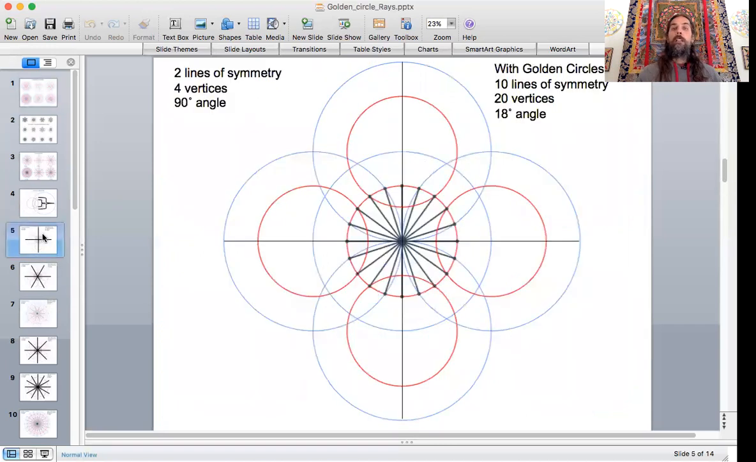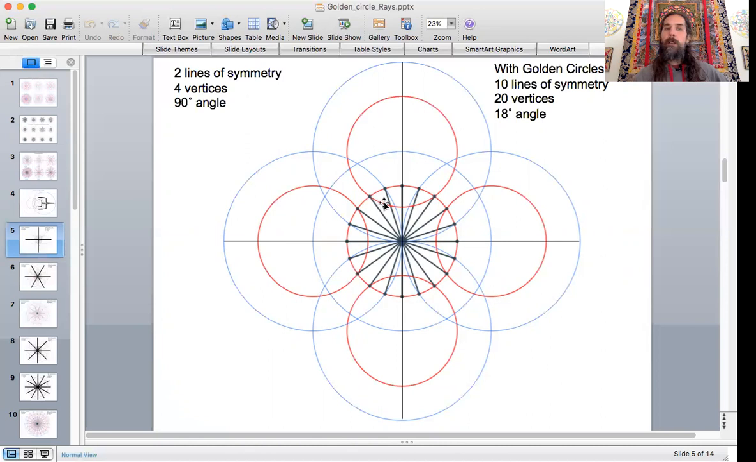All right, so let's take a look at each of these now, because this is really where the magic happens. I wasn't really expecting this to happen, and it took me quite a while to figure out that these little nodal points were the phi circles. The inner golden circle is intersecting this smaller red circle in the middle. So those are the phi proportion circles.